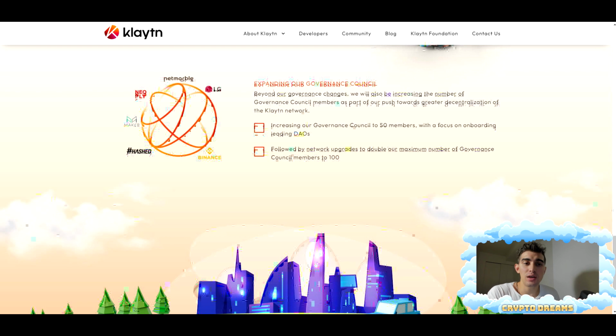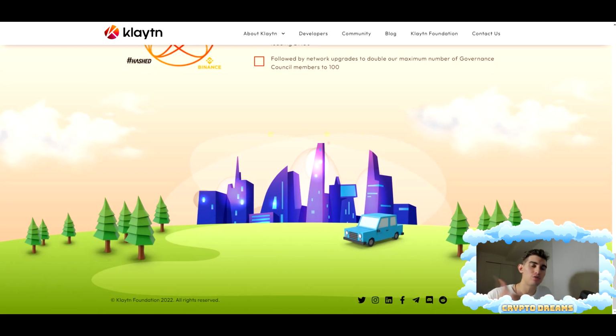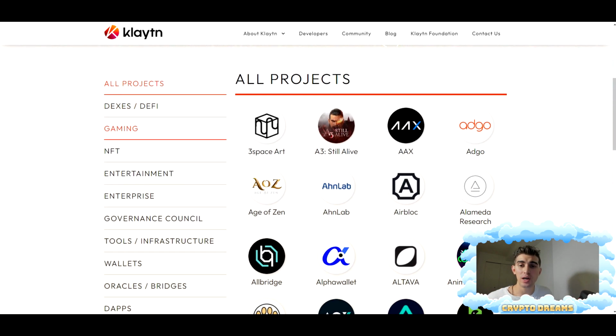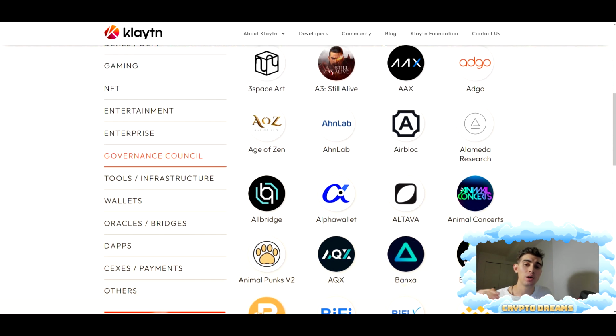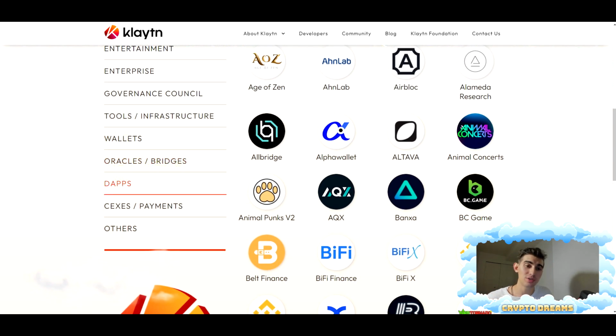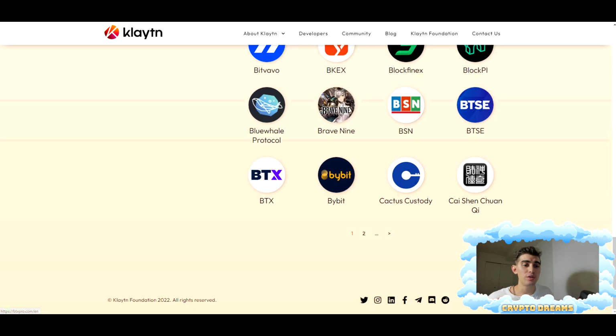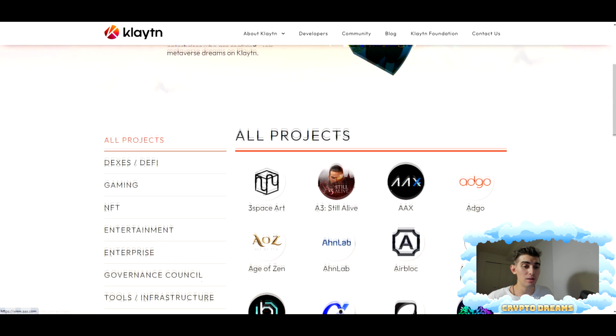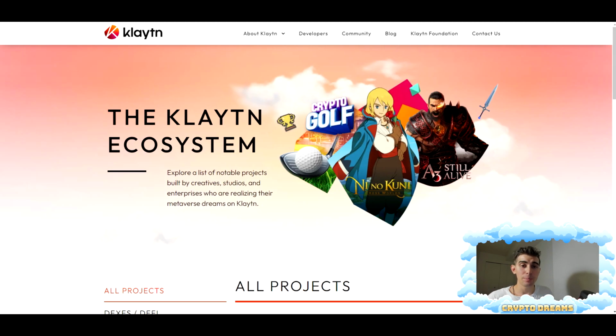And they're also expanding the governance council by increasing the governance council to 50 members and following the network upgrades with double or maximum number of governance council members to 100. So they plan to increase that as we go along. And moving over to their ecosystem, so a lot of projects over here. As you can see, they have gaming, NFT, entertainment, enterprise, governance, wallets, oracles, bridges, dApps, a lot of things connected with this project. So if you go through all of them, your head is going to explode basically, but you can see that they have a lot of projects here.